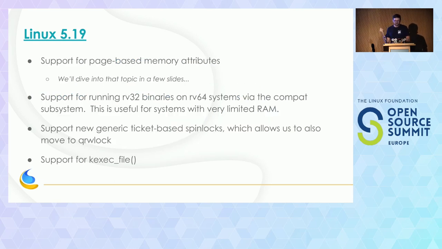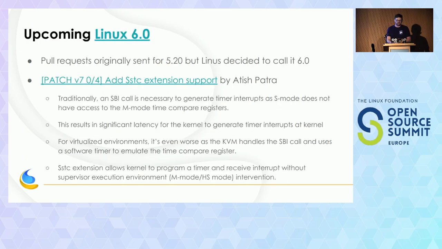And in 5.19, which was released recently, I think at the end of June, the support for page-based memory types was added. I'm going to get into that a little bit later because that's kind of a bigger topic. One of the things that was interesting for systems with very little RAM, like 64 megabytes or 128 megabytes, is we now have the ability to have 32-bit binaries on a 64-bit core. The reason here is to have the user space libraries and such take up less RAM. So there are a few RISC-V parts that have integrated memory on die, and it's very small, so this is helpful for that. There were also new generic ticket-based spin locks added, and kexec file support in 5.19.